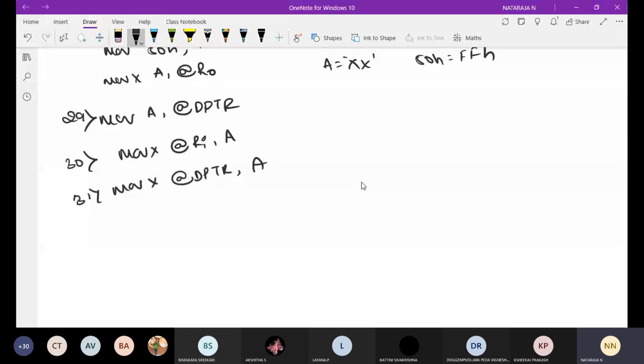Next class we will start with the logical instructions. This completes your arithmetic instructions. Whatever we are going to do up to Saturday will be covered for your first IA. You should prepare everything for the first IA.